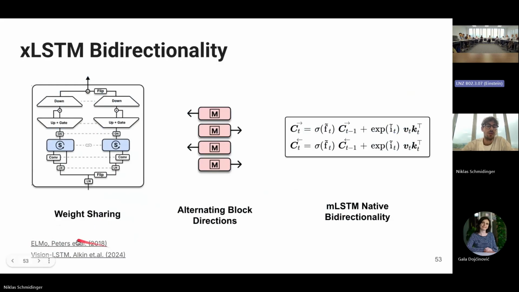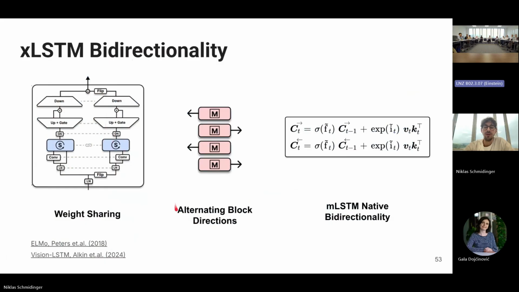This was, for example, used in ELMo. ELMo is, again, this old language model before BERT that kicked off language model pre-training. Basically, you have these two blocks, this is one xLSTM block, and you just share them. With one block, you process in one direction, and then you take the sequence, flip it, put it through the same block again, flip it back and then just add it together. So this is a weight sharing approach where you process the sequence in both directions and then combine the results. This is one option that we've tried, and this works very well.